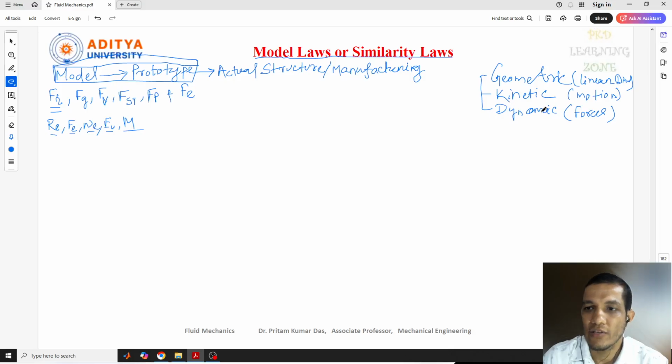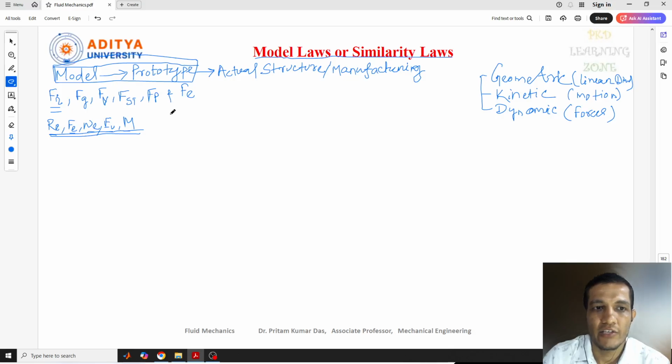Similarly in the dynamics also, the forces which are acting on the model and the prototype should be the same. That means the dynamic similarity between the model and prototype should be the same for all the points. Whatever points we are considering, that should be equal. And as I told you, the numbers we have taken here are dimensionless numbers.